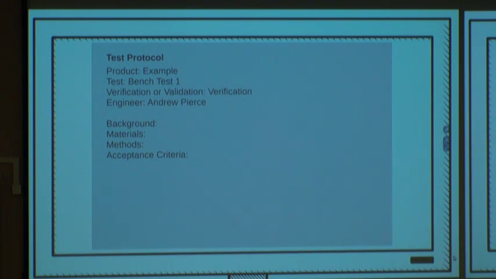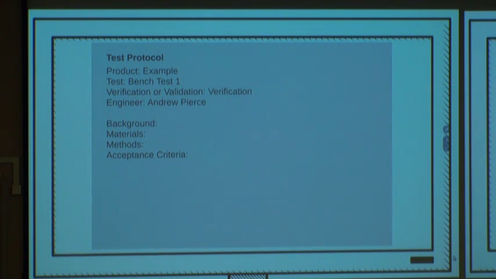As you go through and change that product, say as of a certain date or a version number, you'll know which one you were testing. Then the name of the test, whether it's a verification or validation test, who was running the test, and then you'll include a background.